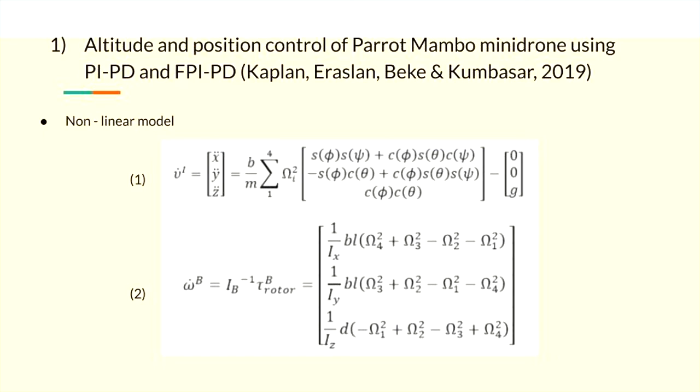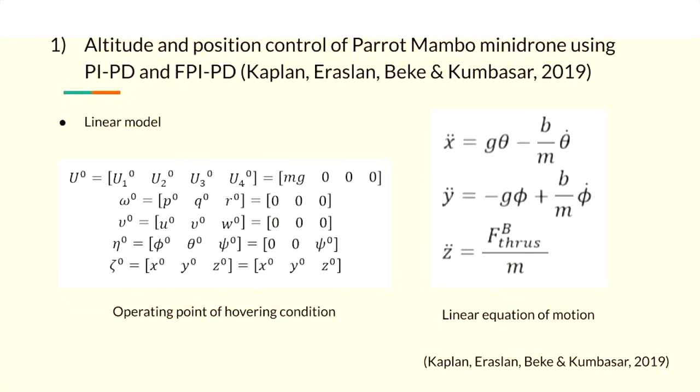The angles phi, theta, and psi are the roll, pitch, and yaw motion of the mini drone respectively. In the second equation, tau is the thrust from the rotor, L is the distance between the center of mass of the mini drone and the rotors, and D is the drag of the rotors. The authors then linearize the model by using the hovering condition as an operating point. The resultant linear equation of translational motions for each direction is as shown.